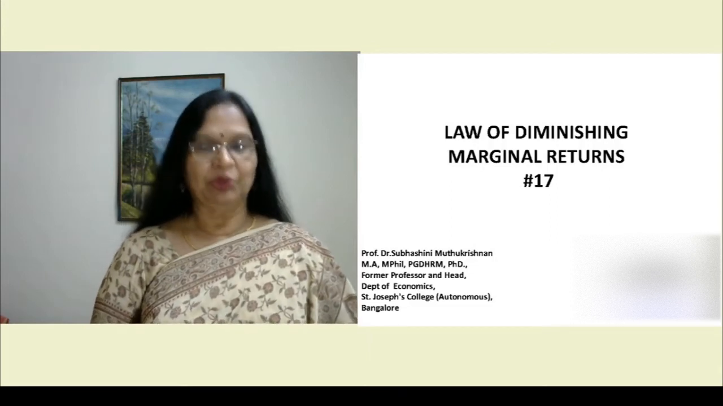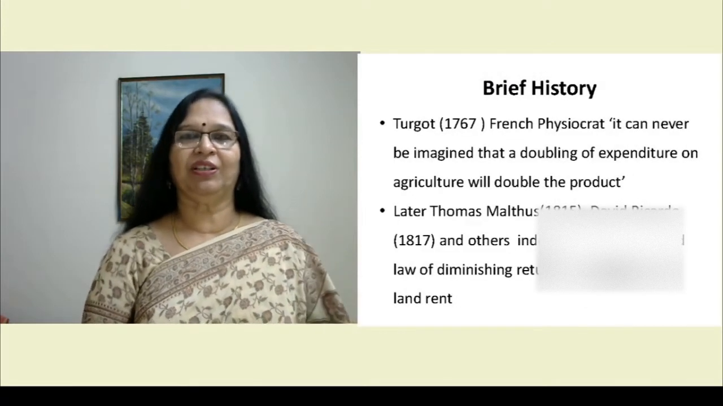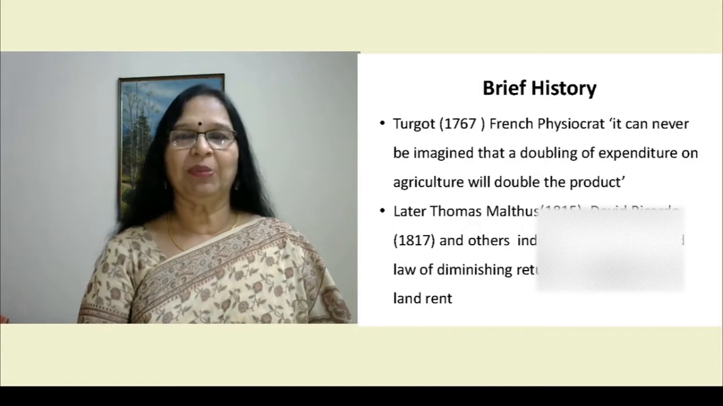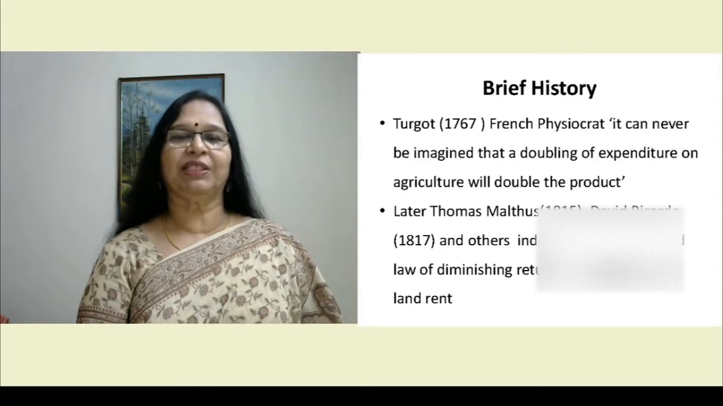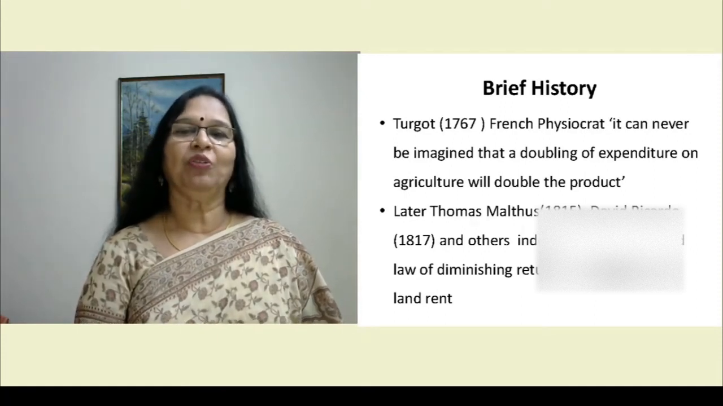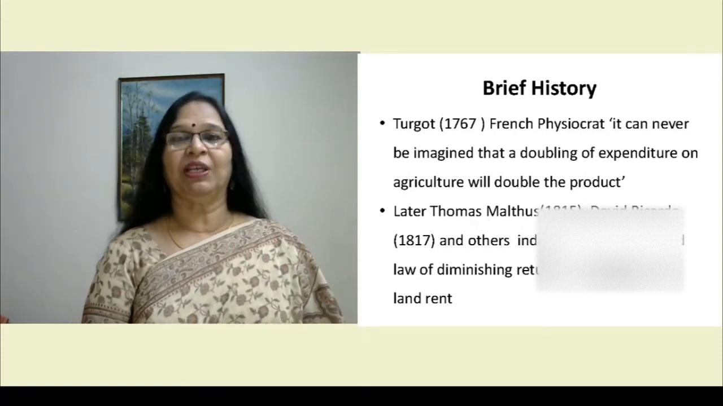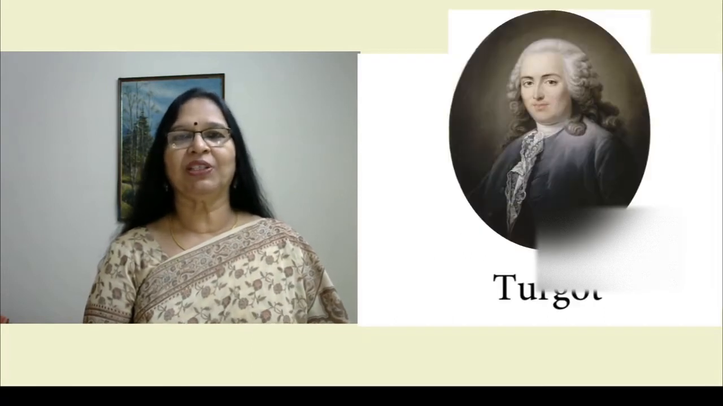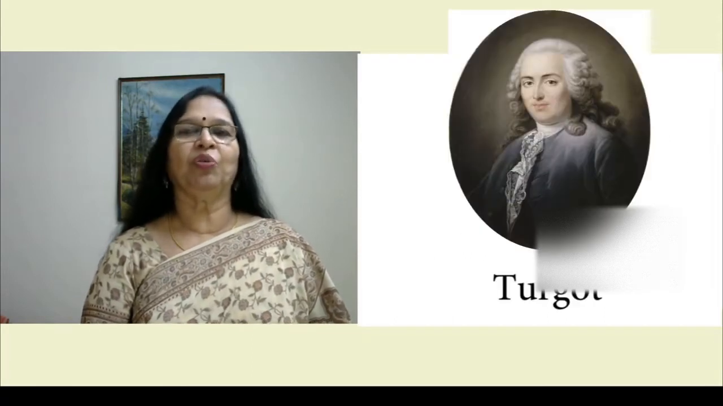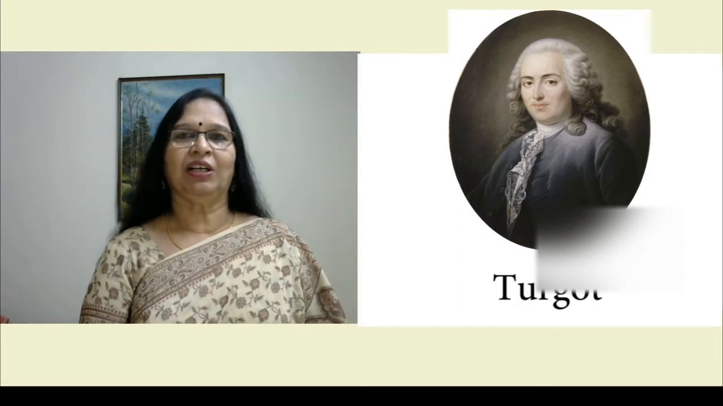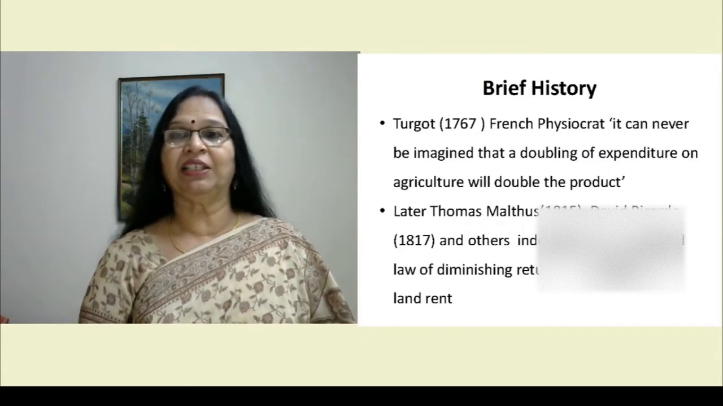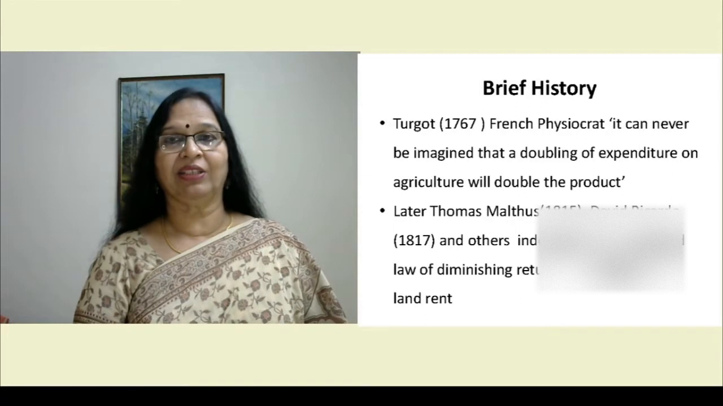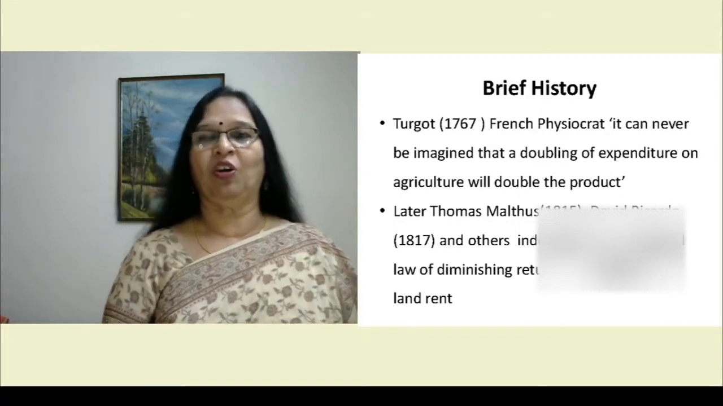So let me move on to the law of diminishing returns. I teach with a little bit of the history of the subject so that you can understand how these subjects have developed over time and how the original idea came about. In this particular idea, this observation by Turgot, who was a French thinker in 1767, he propounded that it can never be imagined that a doubling of expenditure on agriculture will help double the output.